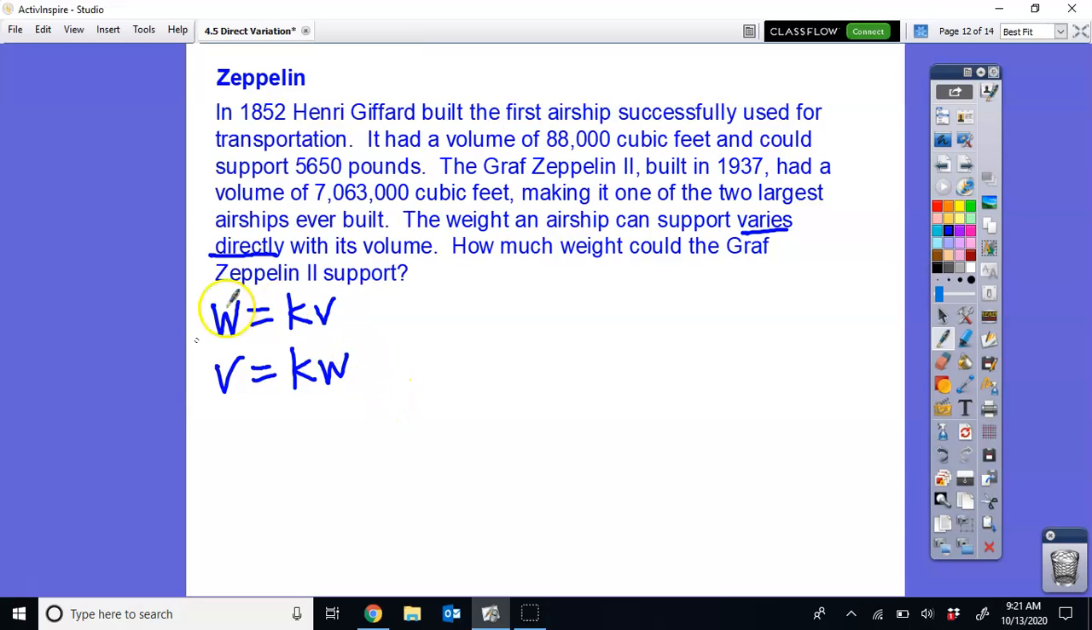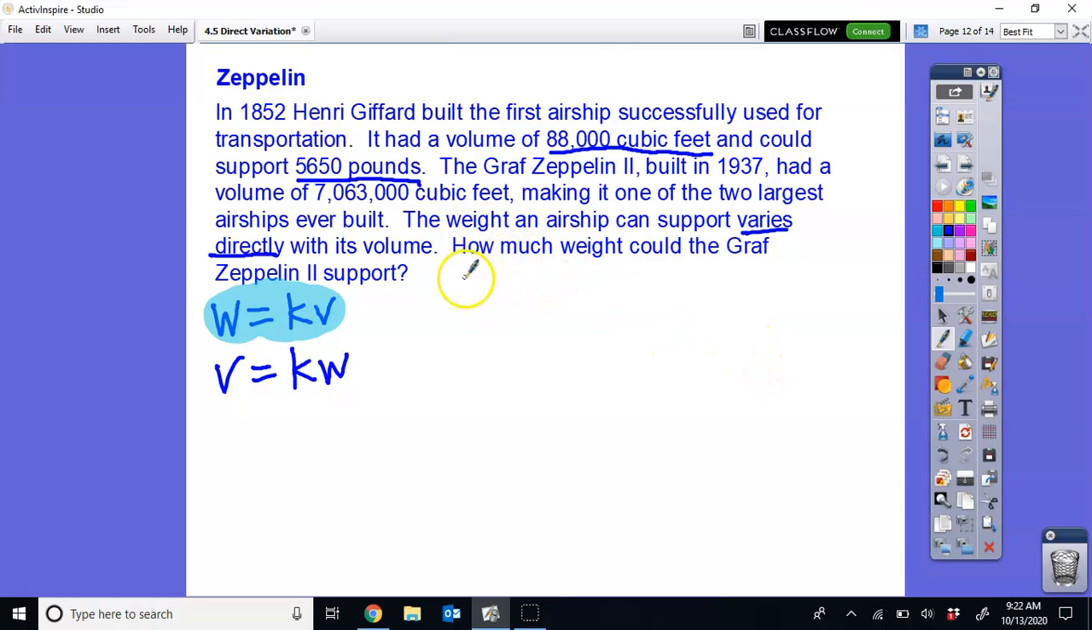Now typically, we were trying to figure out how much weight the Graf Zeppelin could support. That means we're probably going to use this formula instead of the volume equals one, because we're not trying to figure out the volume. We typically know the volume that it can hold, so that's our input, and the weight that it can support is the output. So, how do we figure out what the actual amount is? Well, we do have the one that Henri Giffard built: 88,000 cubic feet is the volume, and 5,650 is the weight that it supported.